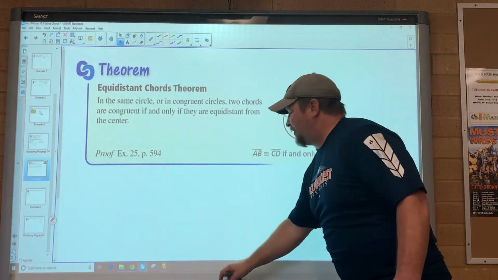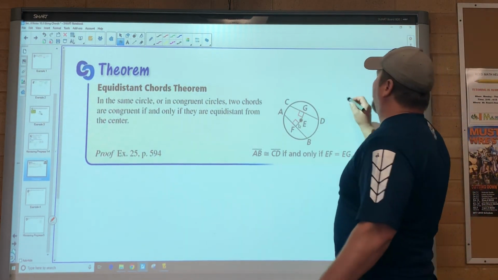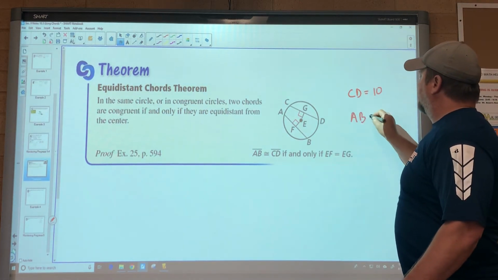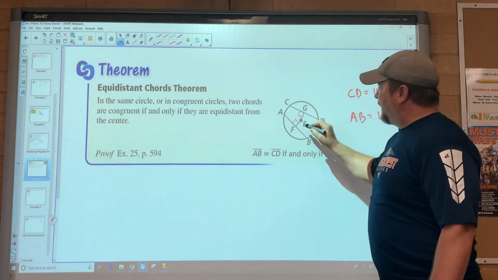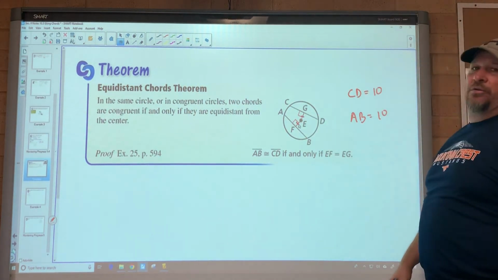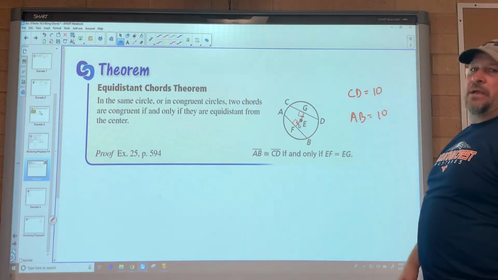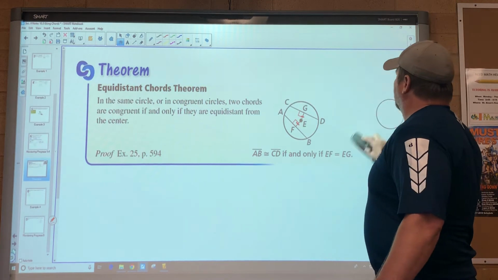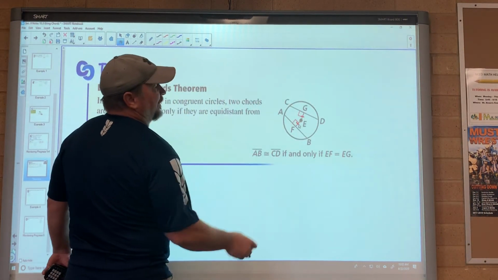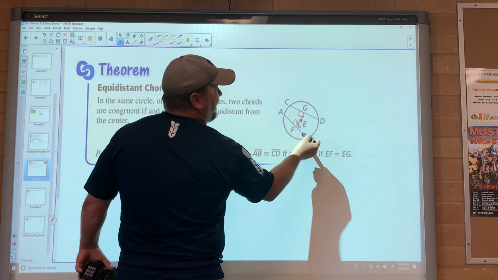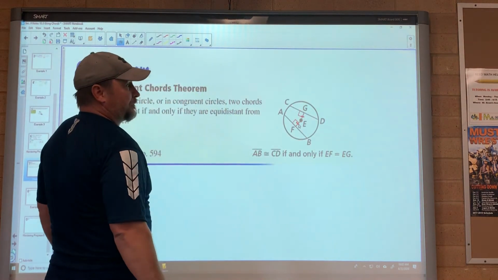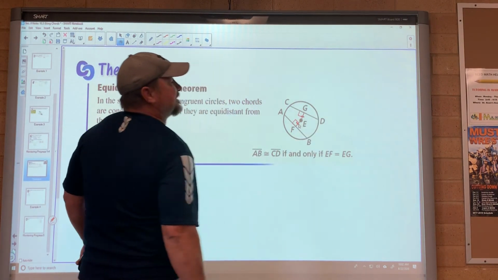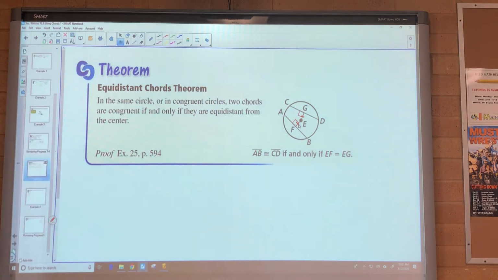Now, some of the concepts that you can get from that are, well, if they turn around and say CD equals 10, well, then we know AB equals 10. But that's only if those were congruent, okay? F to E and G to E, as long as they're congruent. So we can do that a couple different ways. You can also do it this way. In the converse, if I know that that chord and that chord are congruent, and I know I've got 90s, well, then I am guaranteed that those two distances would be congruent. So you can work it forwards or backwards, okay?